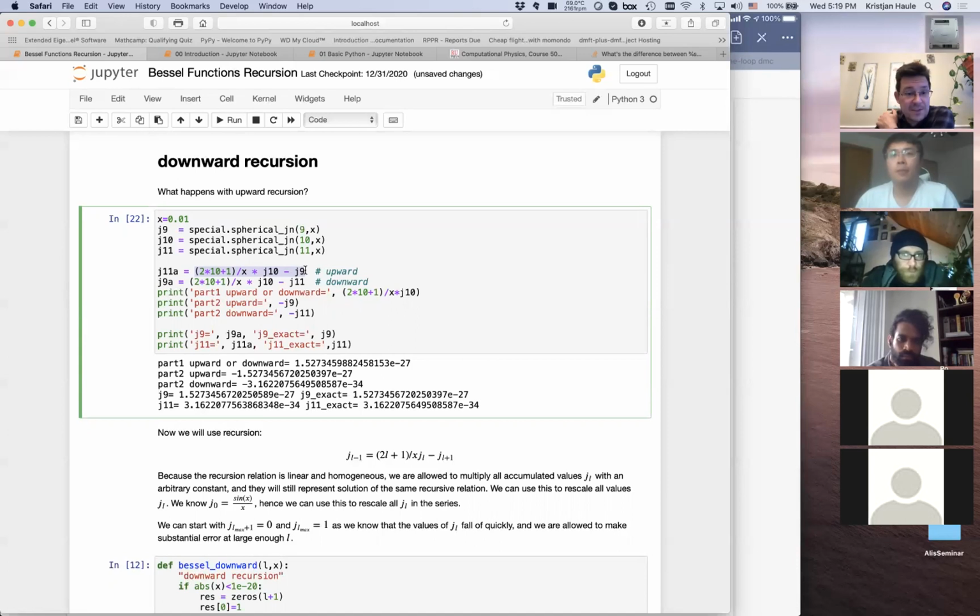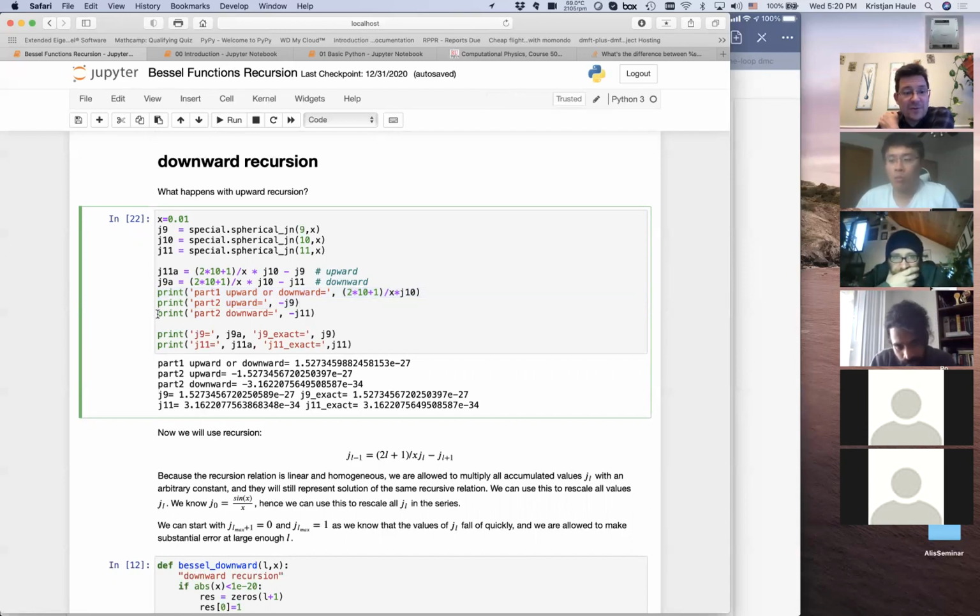That's the problem. So in order to demonstrate this, I will print the first part of this equation, 2 times 10 plus 1 divided by X times J10. This is part 1, and then I'm going to also print part 2 of the upward recursion, which is minus J9. What we're going to see is that part 1 and part 2 of the upward recursion are basically identical, and they subtract almost completely. And since they subtract, what we're left with is enormous error.